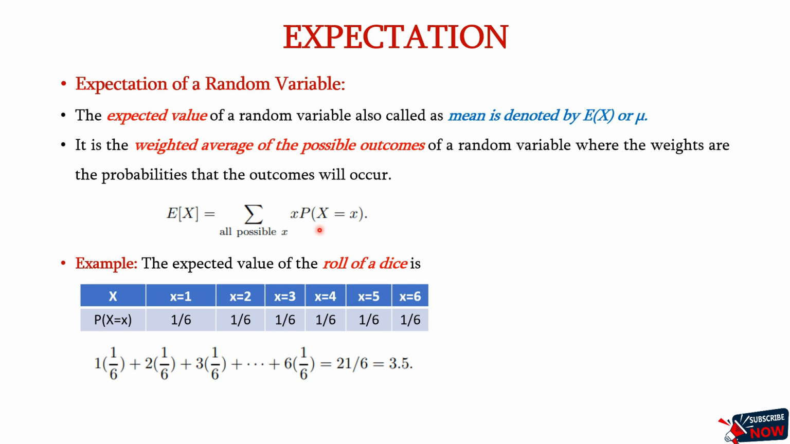So the idea behind this equation is we have to multiply the x with its individual probabilities. So if you multiply 1 into 1 by 6 plus 2 into 1 by 6 up to 6 into 1 by 6, we get 21 by 6, which is nothing but 3.5. Thus the expected value for rolling of a dice is 3.5.